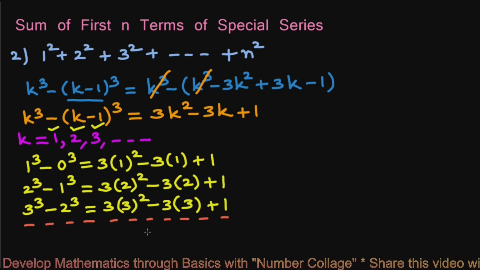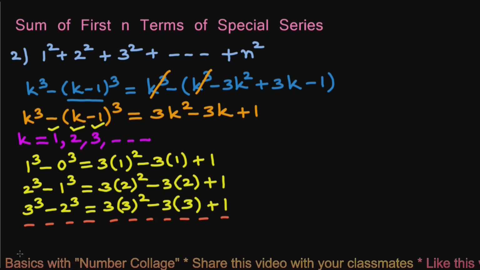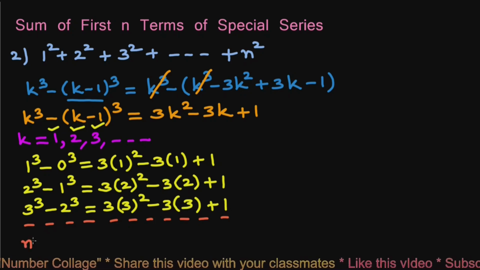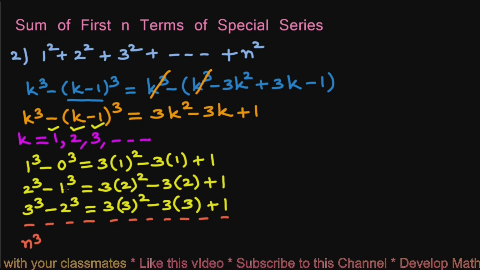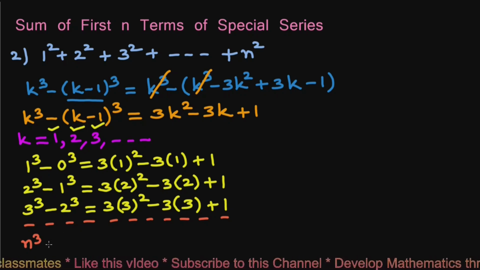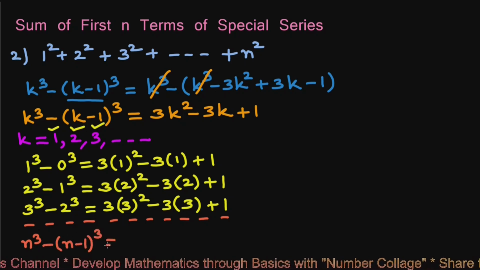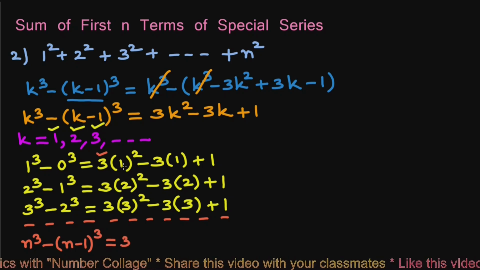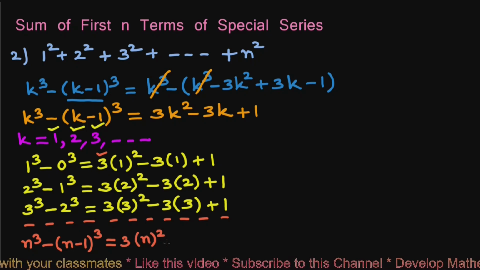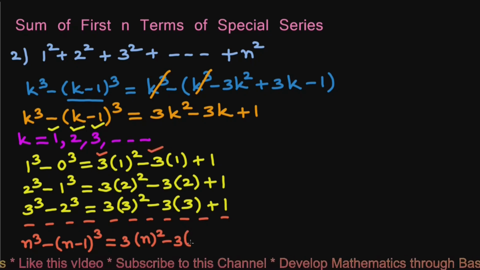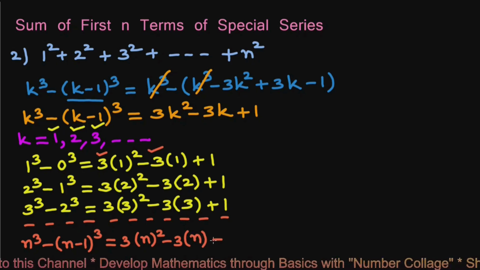The pattern of numbers that we see here shows 1 cube, 2 cube, 3 cube, so and so forth. So it will be n cube. Then we get this 1 minus 1 is 0, 2 minus 1 is 1, 3 minus 1 is 2, etc. So it will be minus n minus 1 cube, that equals this 3 times 1 square, 2 square, 3 square, which means n square. Then this minus 3 into 1, 2, 3, etc. that will be n, plus this one.